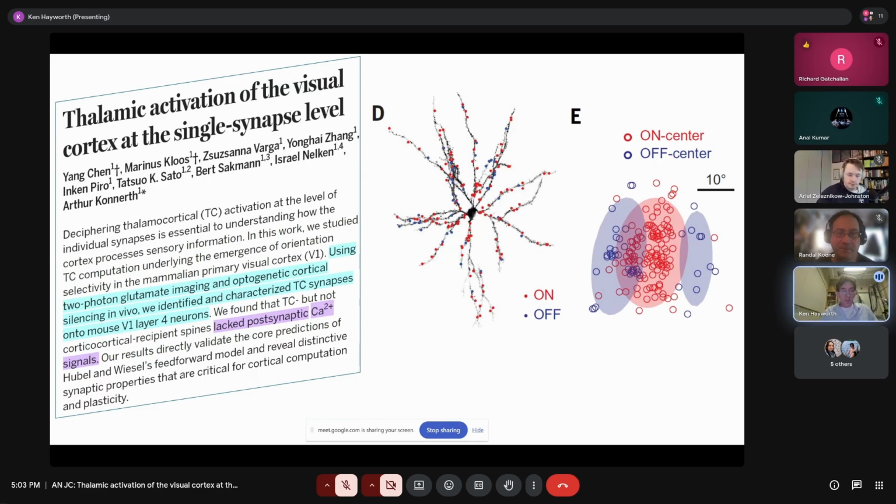Okay, so the paper that we're doing today is "Thalamic activation of the visual cortex at the single synapse level" by Chen et al. It is a very recent paper.